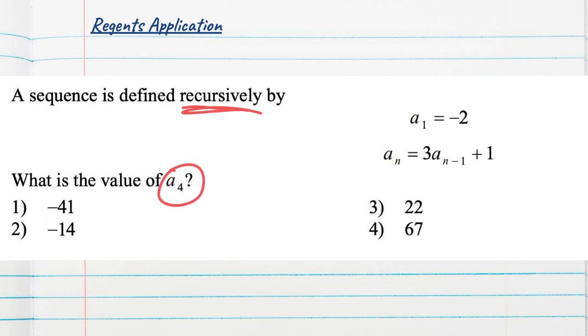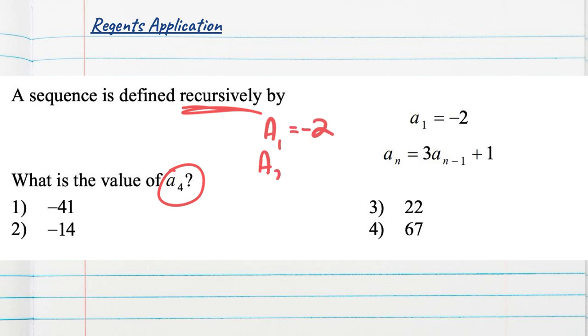Now, one of the limitations of a recursive sequence is you do have to find things one step at a time, right? You will not see a question that asks you to find the 100th term of a recursive sequence because you'd have to find the 99 steps before. So with this one, luckily, we're not going too extreme. We're just finding the fourth term. So I know the first term is -2.